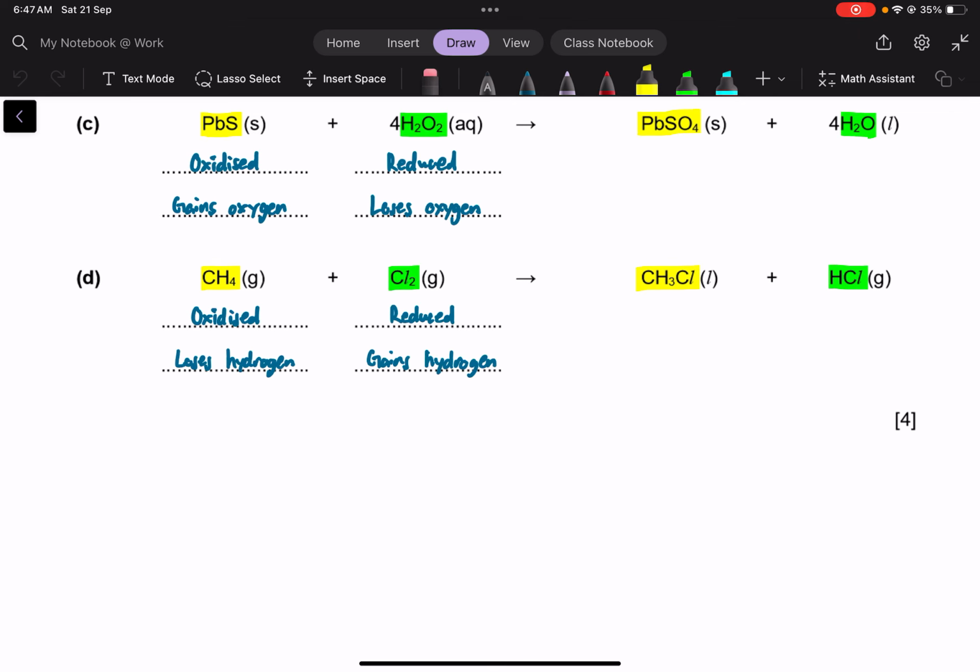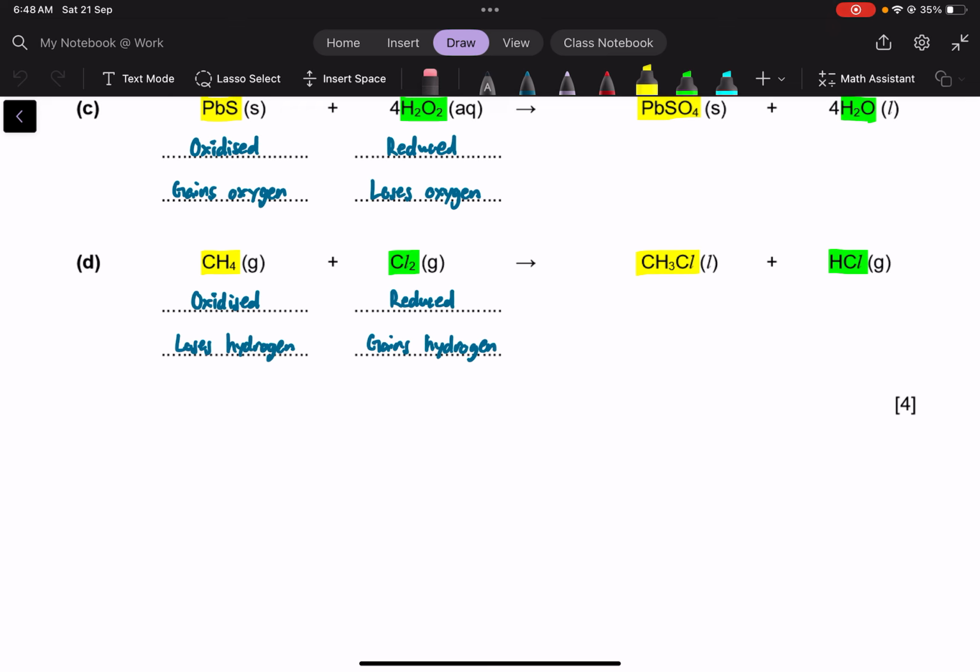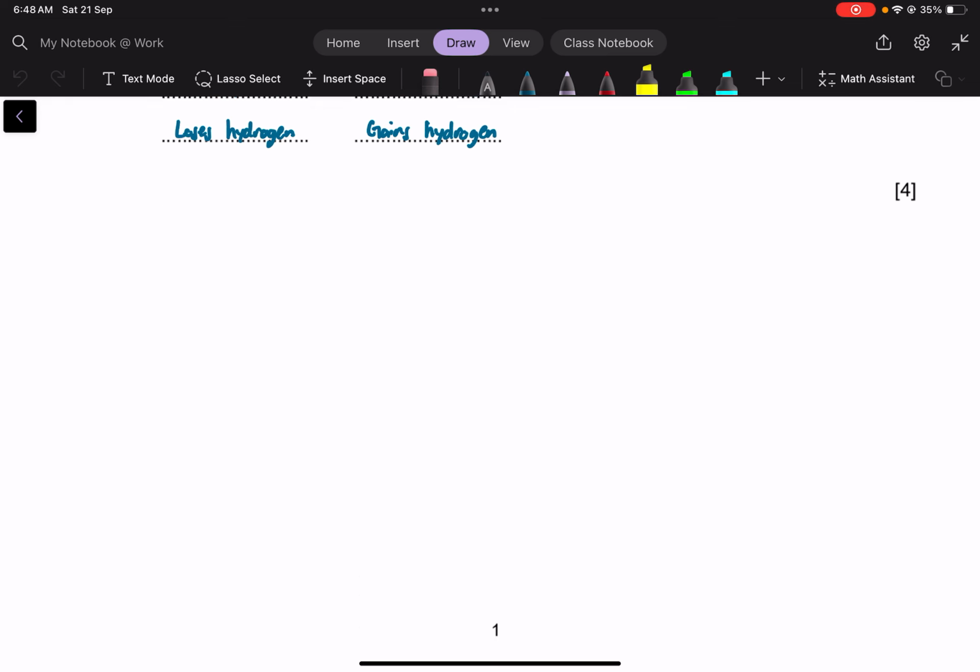Okay, for part D, there is no oxygen present, so in this case we look at it in terms of hydrogen. Methane gas lost hydrogen to form chloromethane. So it loses hydrogen, therefore it was oxidized. Then let us look at chlorine gas. Chlorine gas gained hydrogen to form hydrogen chloride gas. So in this case it is reduced because it has gained hydrogen.